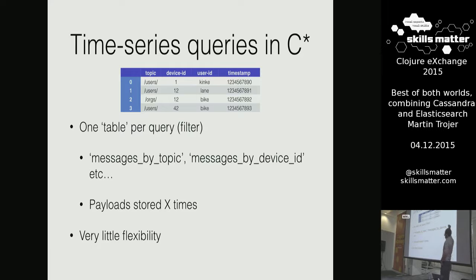So how do you actually do this in Cassandra? Well, best practice is actually to have one table per filter. So if you want to do messages by topic, you have a table called that, and then you have a messages by device table, or column families, I guess is the correct word. So you end up creating basically these tables for every possible query you want to run.